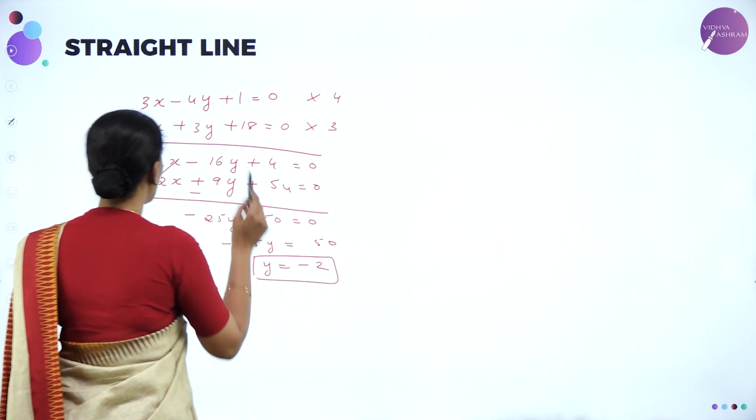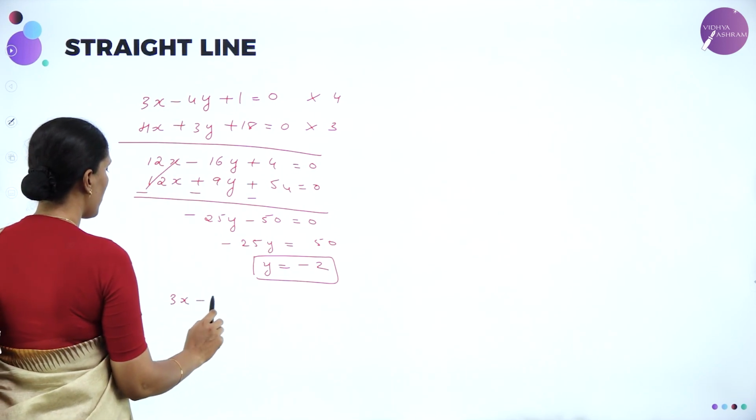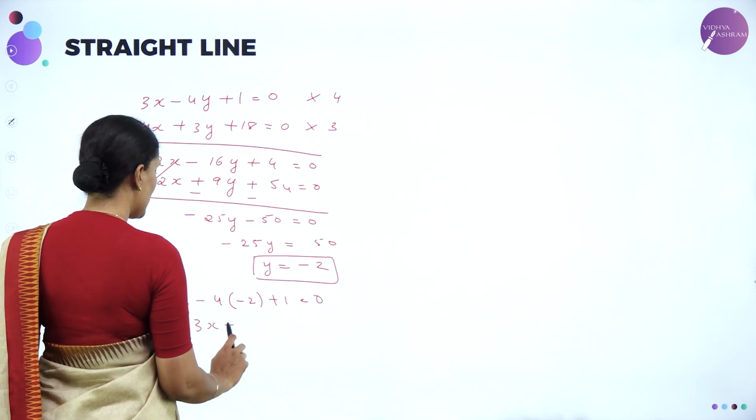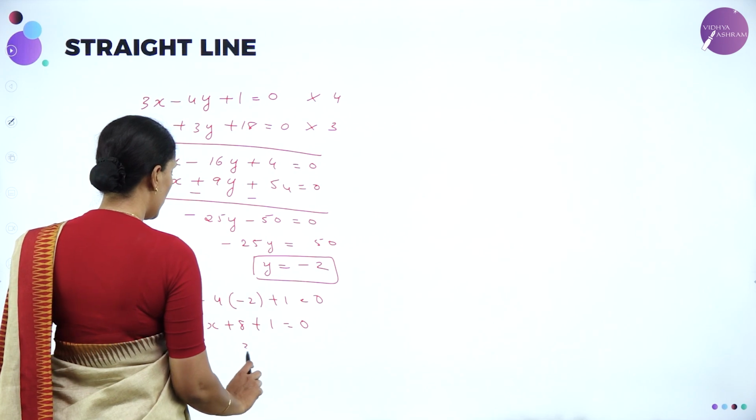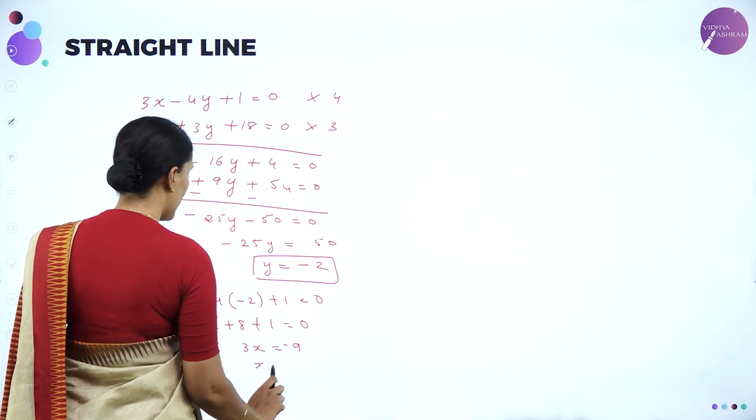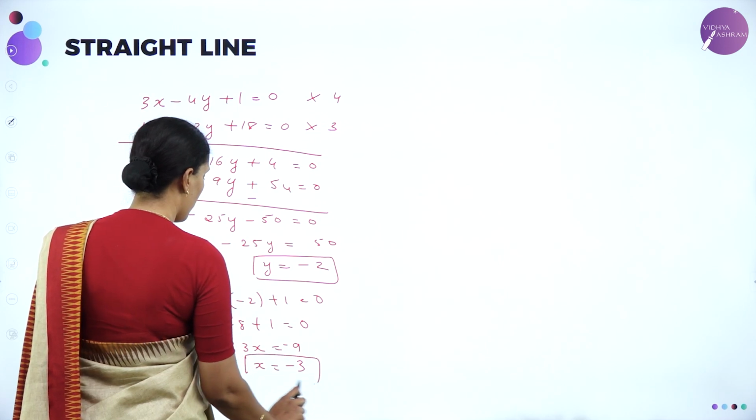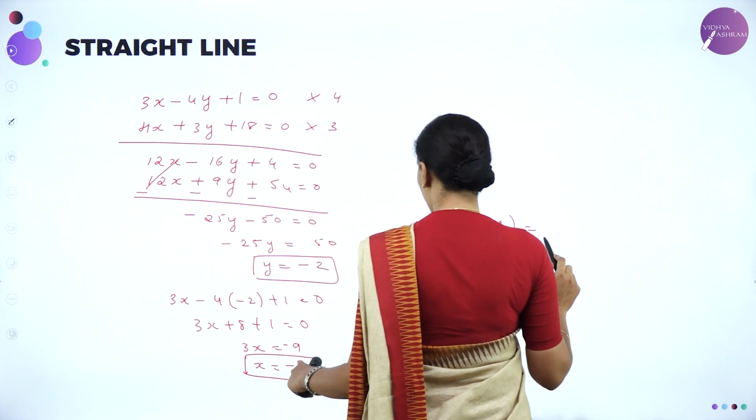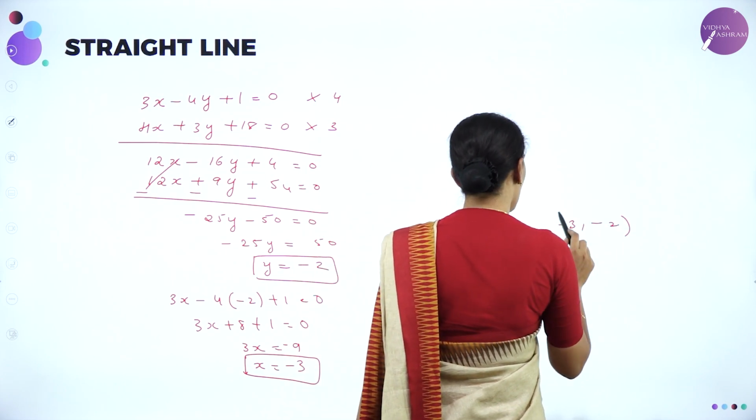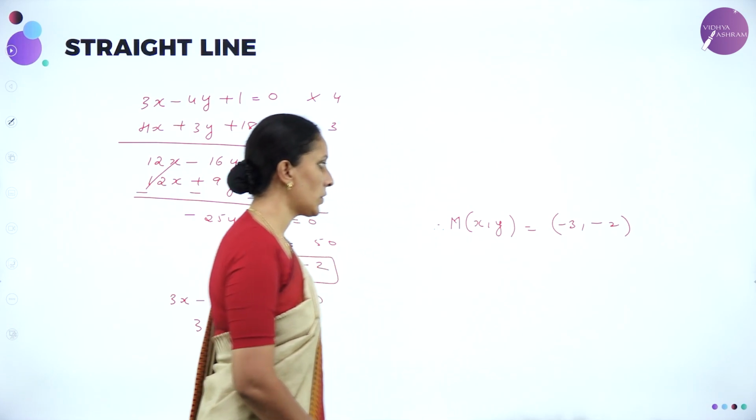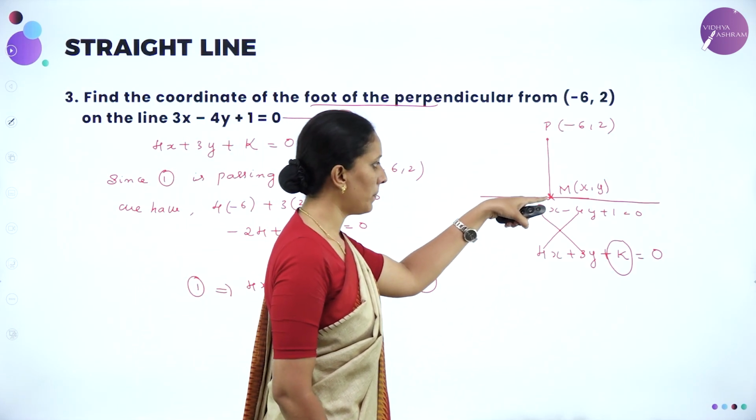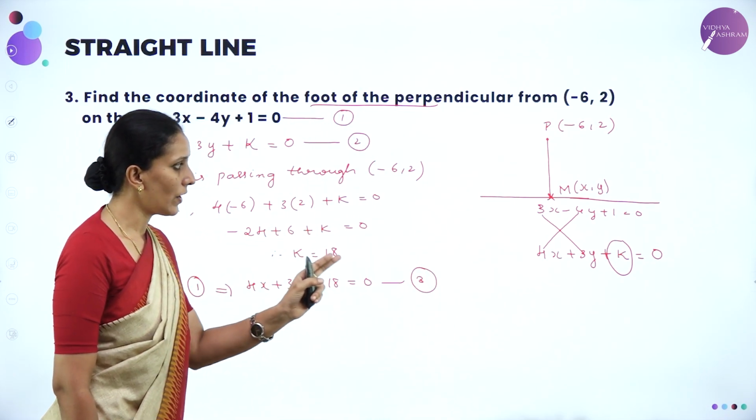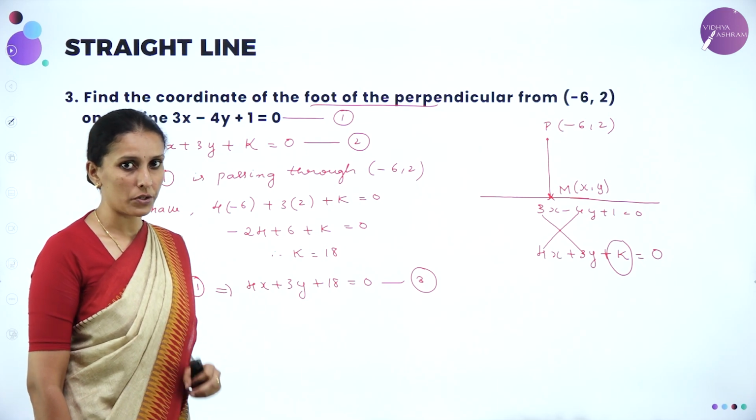Now y is equal to minus 2. Let me substitute here: 3x minus 4 into minus 2 plus 1 is equal to 0. So 3x plus 8 plus 1 is equal to 0, 3x is equal to minus 9, x is equal to minus 3. So therefore, the point x comma y is equal to minus 3 comma minus 2, which is point M. So here M is the foot of the perpendicular, also the point of intersection of the line PM as well as 3x minus 4y plus 1 is equal to 0.